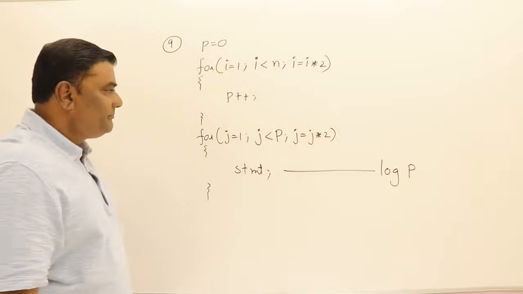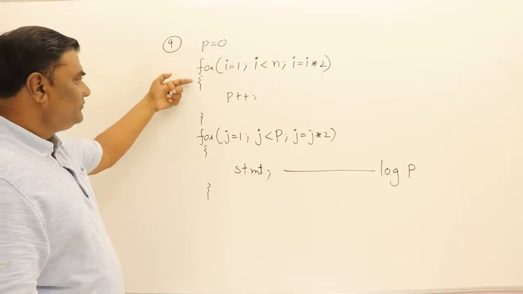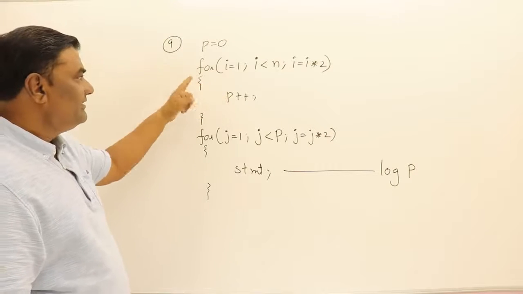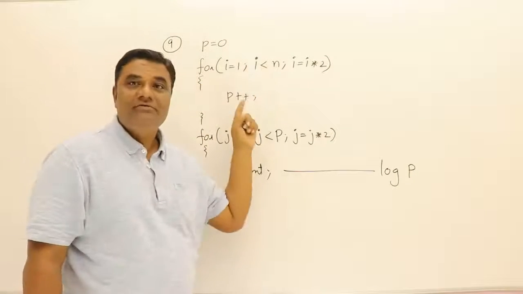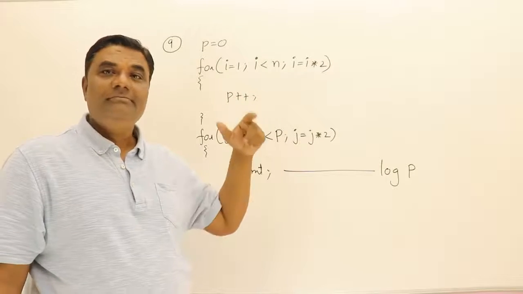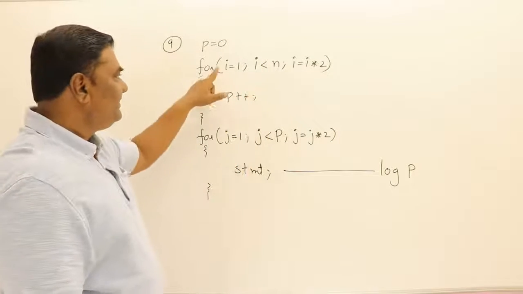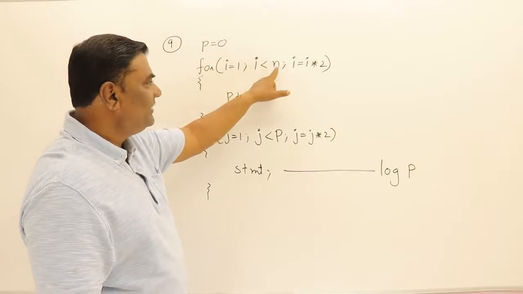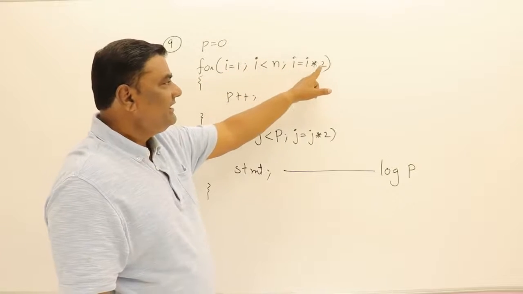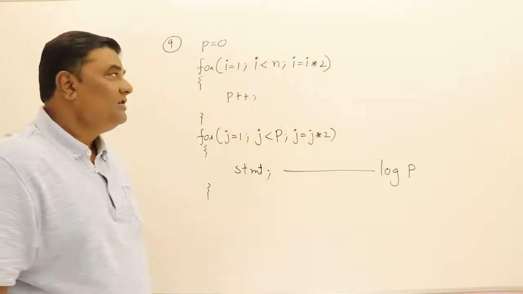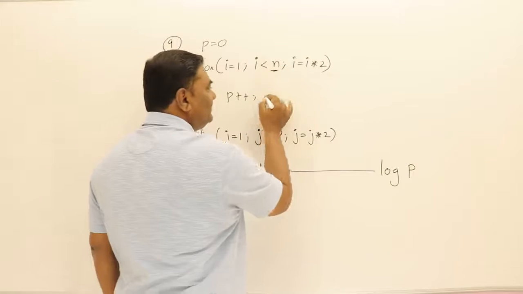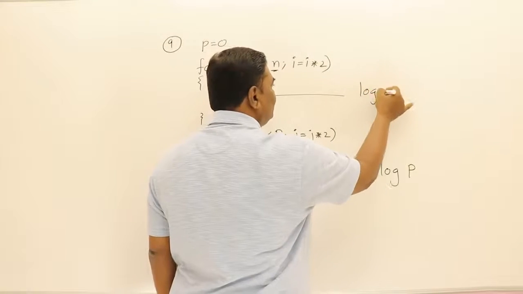What is p? If you see the previous loop, here p is incremented. So p is incremented in this loop, so this p will take the value that number of times this loop is repeating. How many times this loop is repeating? I take the values 1, 2, up to n, and I assign I into 2. So again it is log. Log of what? It is log n. So p value will be log n.